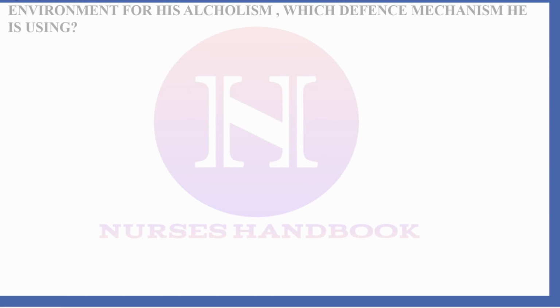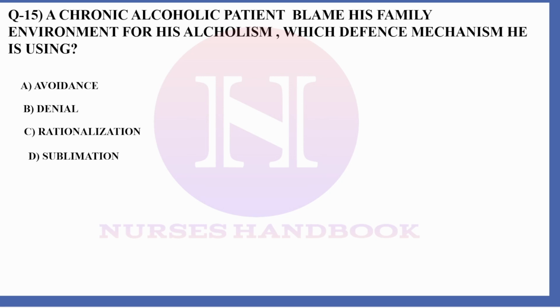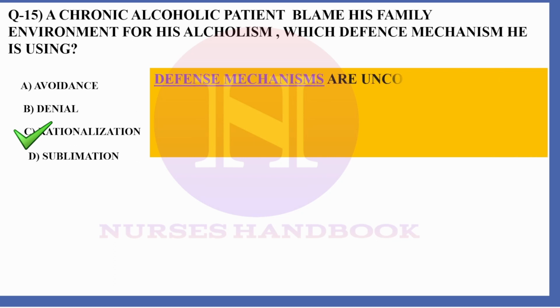Question number 15. A chronic alcoholic patient blames his family environment for his alcoholism. Which defense mechanism is he using? Option A, avoidance. Option B, denial. Option C, rationalization. And option D, sublimation. And the correct answer is option C, rationalization.